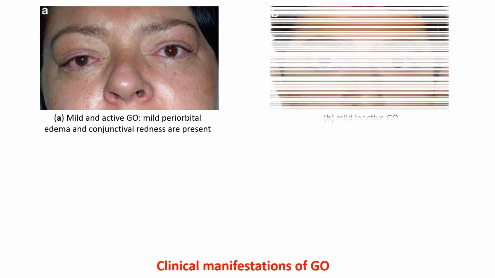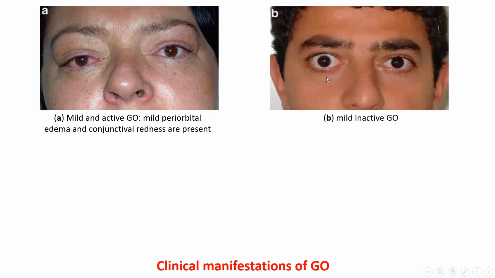Actually, I will pick this slide to show the activity and severity. In this situation, this is mild and active. Why is it mild? Because there is no lid lag and the exophthalmos is mild. Why is it active? Because there is redness in the conjunctiva, and mild periorbital edema and conjunctival redness are present. And this is the same example, but as there is no redness, this is inactive mild Graves' orbitopathy.